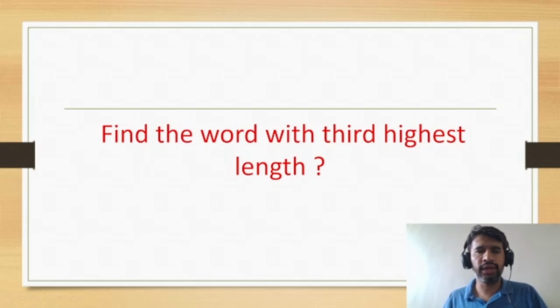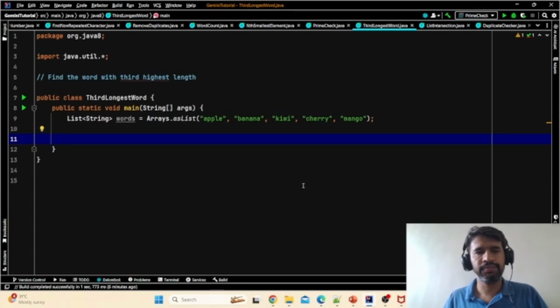The question is, we have to find the word with the third highest length. We'll be given a bunch of words. We have to find the word with the third highest length. Let's see how to do it. We have solved a similar problem, where we had to find the nth highest and nth lowest number in the given list. So we have to use similar logic here.